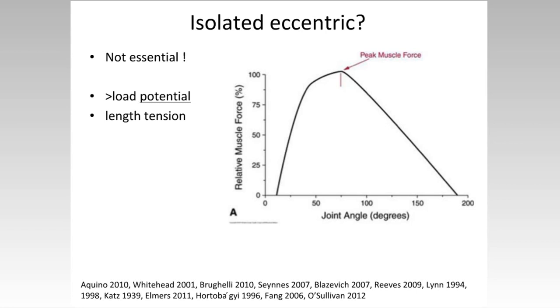If you recall length tension, the optimal ability to produce force in a muscle is around a certain joint angle, and it varies for certain muscles, but most of the time around the middle of that range. Basically, if you do a lot of eccentric loading, what has been shown is that the length tension optimal range shifts towards the right.